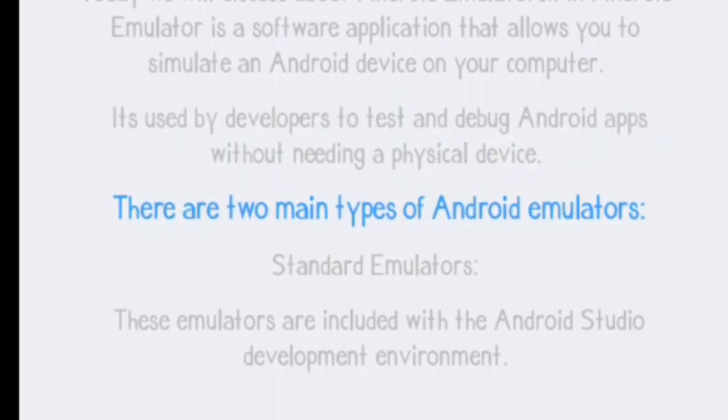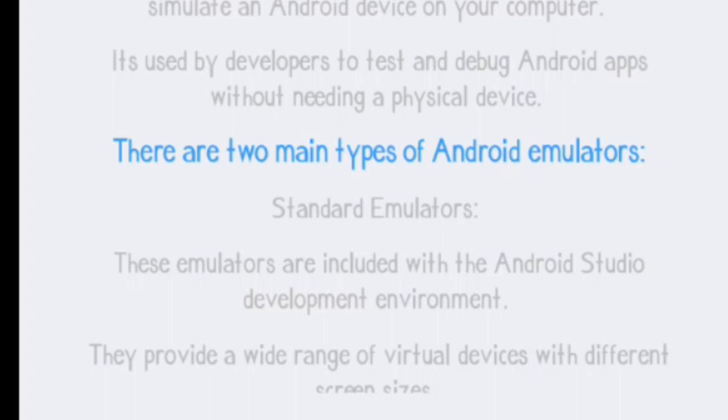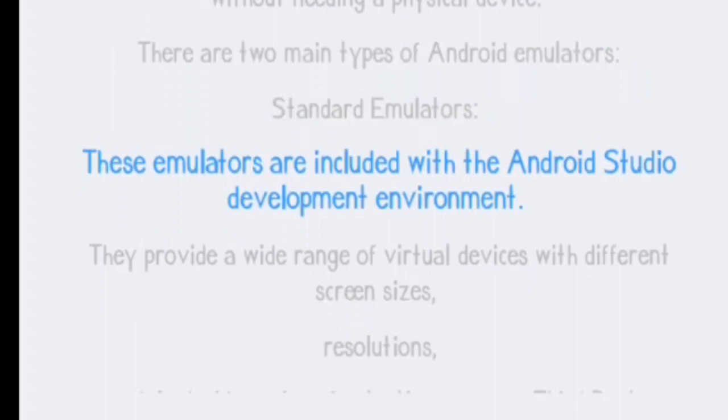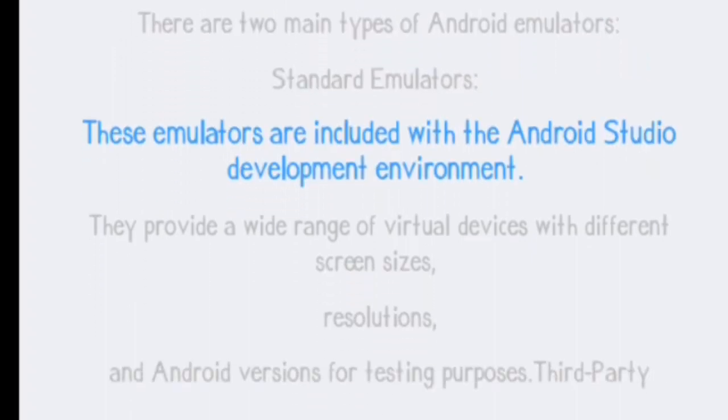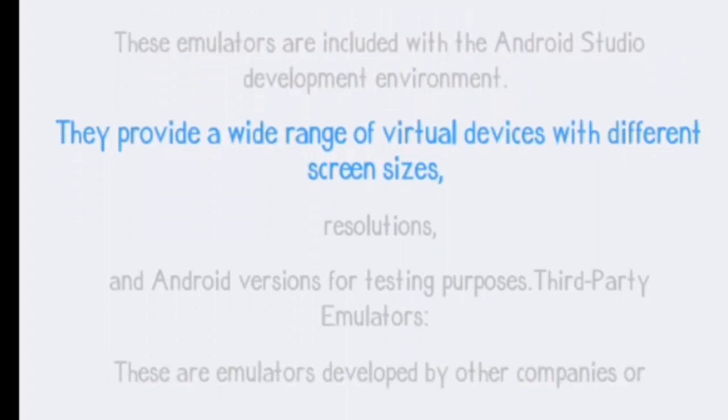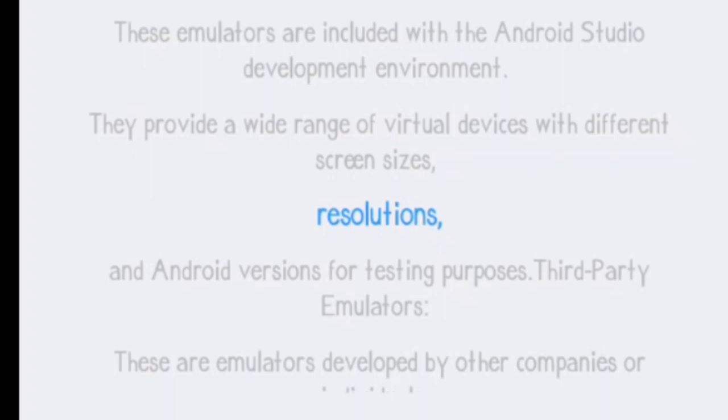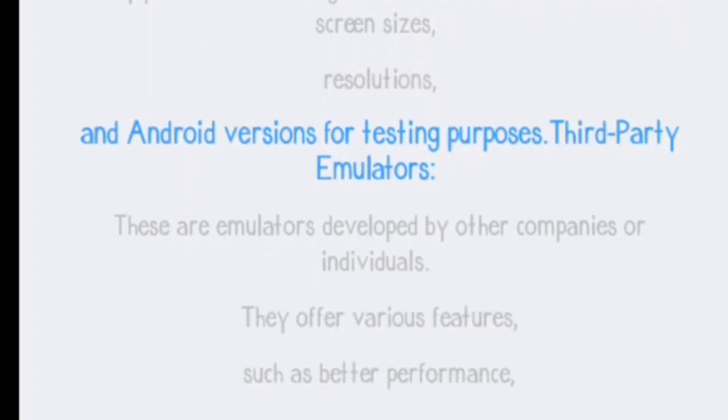There are two main types of Android emulators. Standard emulators. These emulators are included with the Android Studio development environment. They provide a wide range of virtual devices with different screen sizes, resolutions, and Android versions for testing purposes.